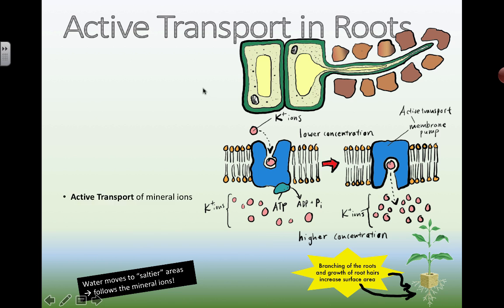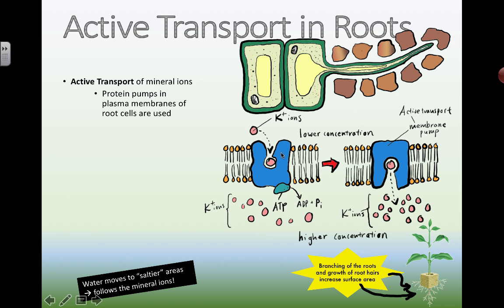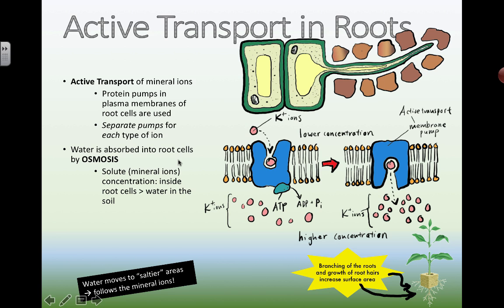So that's basically it. Water is going to move there. So let's recap a few of the things. Active transport of mineral ions: we have protein pumps in the plasma membranes that the root cells are using. There are specific separate pumps for each type of ion. I'm just showing a potassium ion right here. Water follows by osmosis because inside the root cells there's going to be a higher concentration of these saltier ions. So water is going to move in that direction.